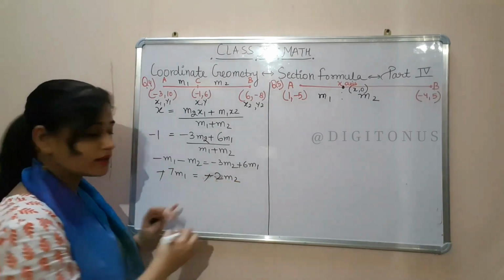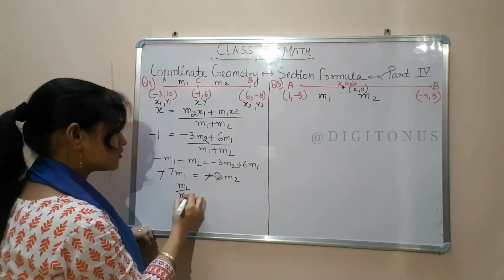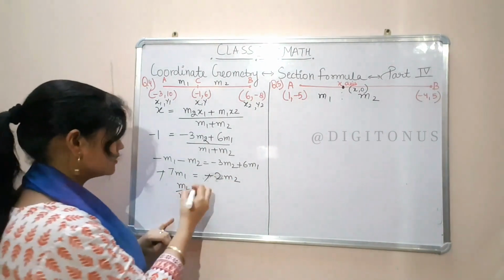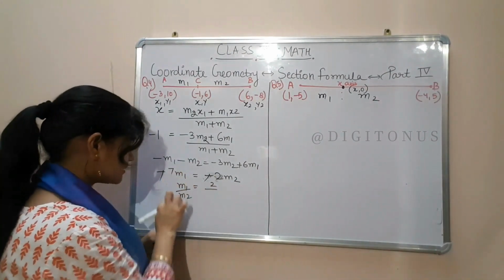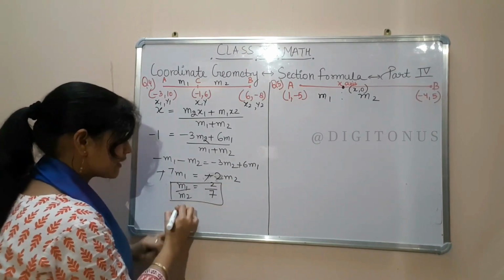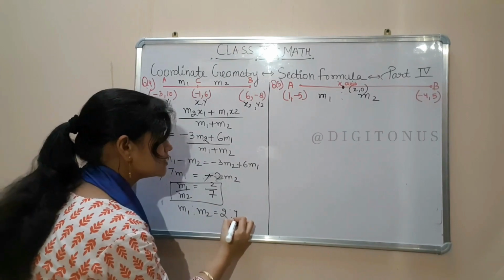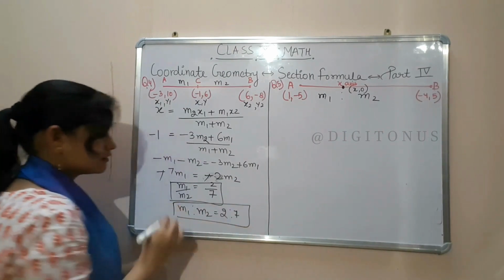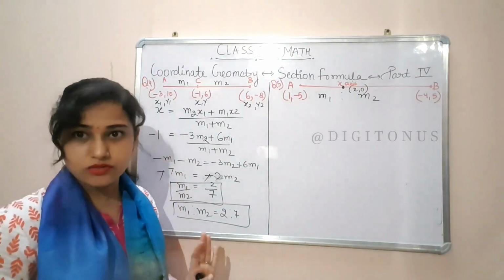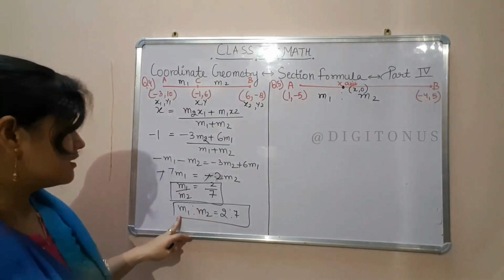Minus and minus cut. Now m1 will be here and m2 I am shifting this side, so it is in multiplication with 2, it will be shifted in division, and 2 will be here, and then 7 will be shifted in division. So what can you say by this? That m1 ratio m2 is equal to 2 ratio 7. This answer you can find out by putting the values for y coordinate also. Okay, it's your wish. So this is the answer.